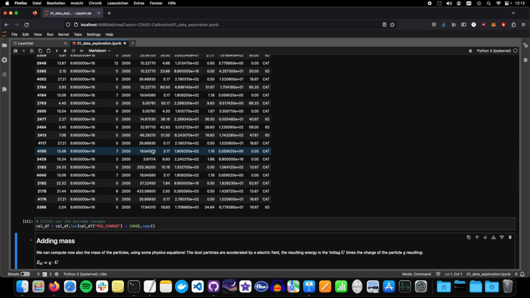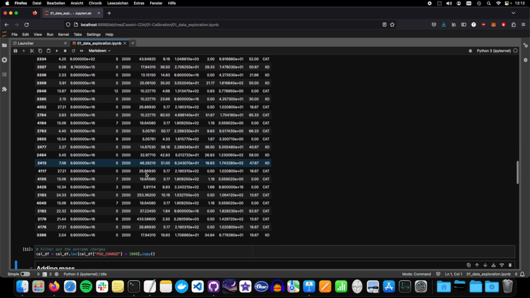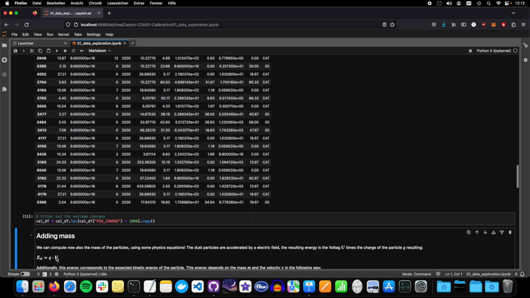So we want to compute the mass of the particles, and this is possible by using simple physics equations. We need to determine the kinetic energy of the particles, the energy these particles have after the acceleration phase. And for this, we simply need to multiply the charge of the particles. We have the charge here, PSU charge. So that's the charge of the particle determined by the acceleration device, times U. This is the acceleration voltage. It's given here in kilovolt. It's here 2000.